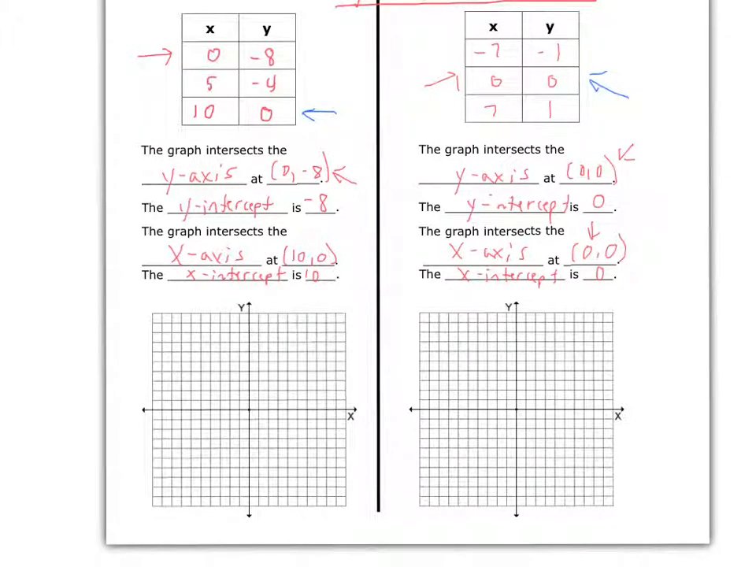Okay, if you wanted to, you could actually go back and graph these and see if it actually works out. So let's graph them. In this one, we got the ordered pair 0, -8. We have 5, -4, and 10, 0. Okay, and you can see that in fact, you do have intercepts, a y-intercept at -8, and an x-intercept over here at 10. So it does work out. Table to graph ends up being the same thing. And you can do the same exact thing with your table over here. It will end up giving you a y-intercept and an x-intercept at 0.